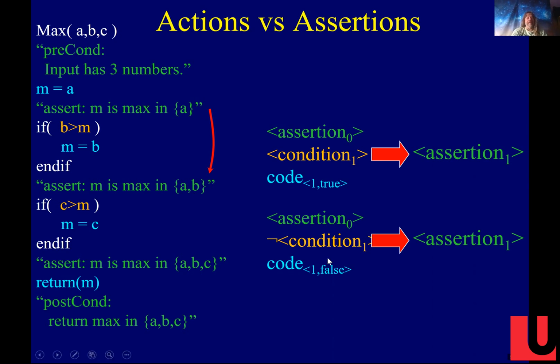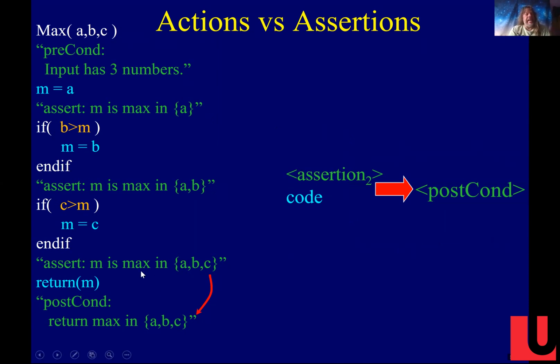And see here I have my 2 cases. Condition 1 is that B is bigger than M. Condition 2 is that B is not bigger than M. Either way, I get that M is the maximum of A and B, right? And then I do the next one and the next one. And at the end, we know that M is the maximum of A, B, or C. So all I do is return M, and then I get the post condition that the output is the maximum of A, B, and C. Right? Everybody follow that example?